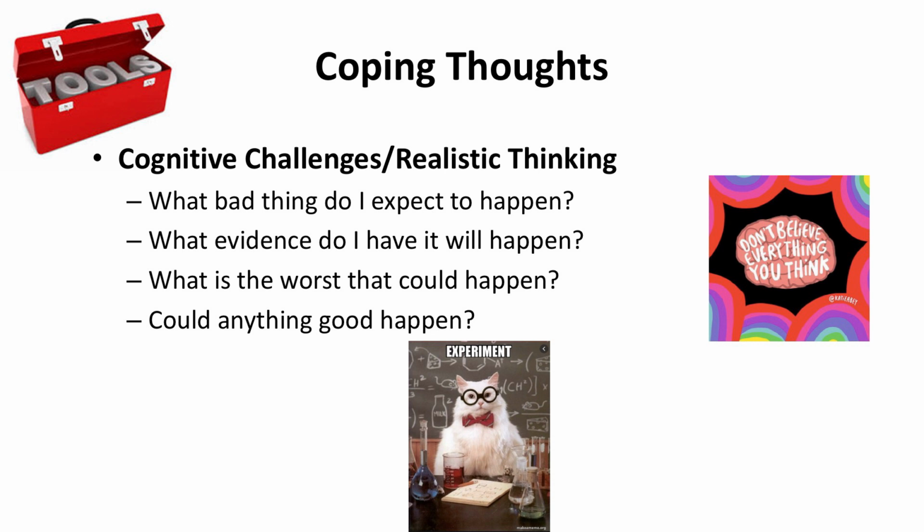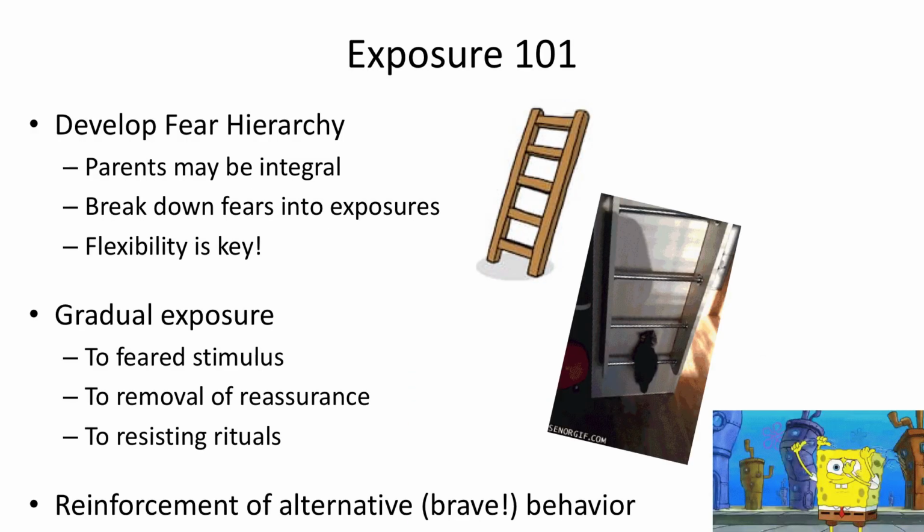And as they start generating in their own words what these questions are, how realistic they are, then we start encouraging them to do the experiment and see, is it really 100% likely that the car's gonna hit you when it's 100 miles away? Or maybe it's a smaller percentage. So, when we're thinking about exposure, we first have kids develop a fear hierarchy.